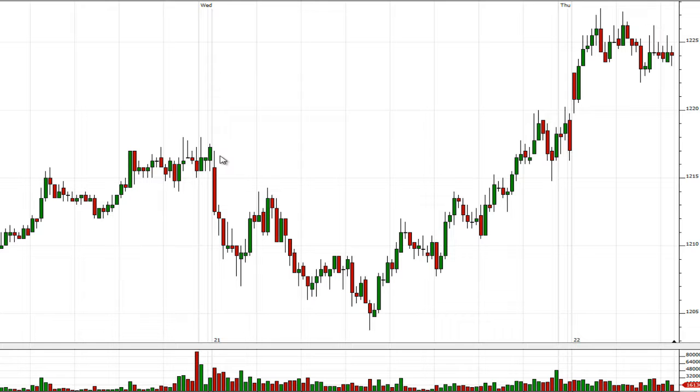But that's not what ended up happening. It ended up reversing and then eventually ended up taking out the high of the day and forming a neutral day. Now, is there any way we could have known that that could have been likely to happen based on context, right?